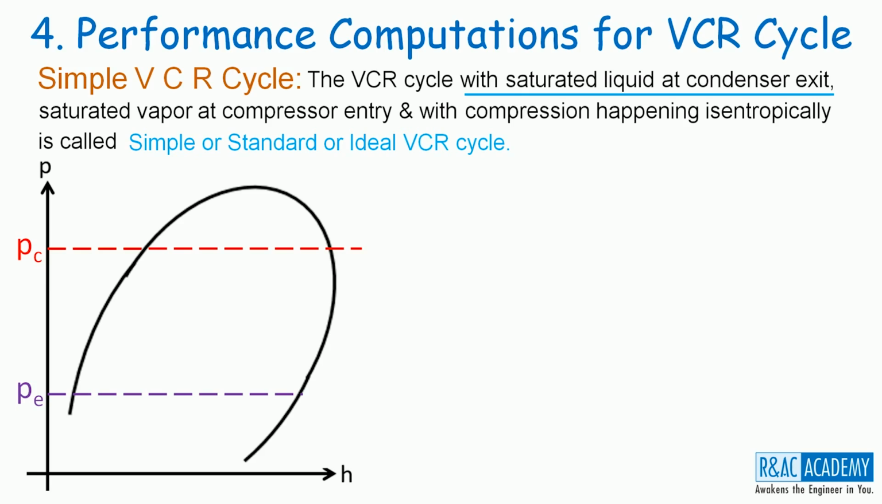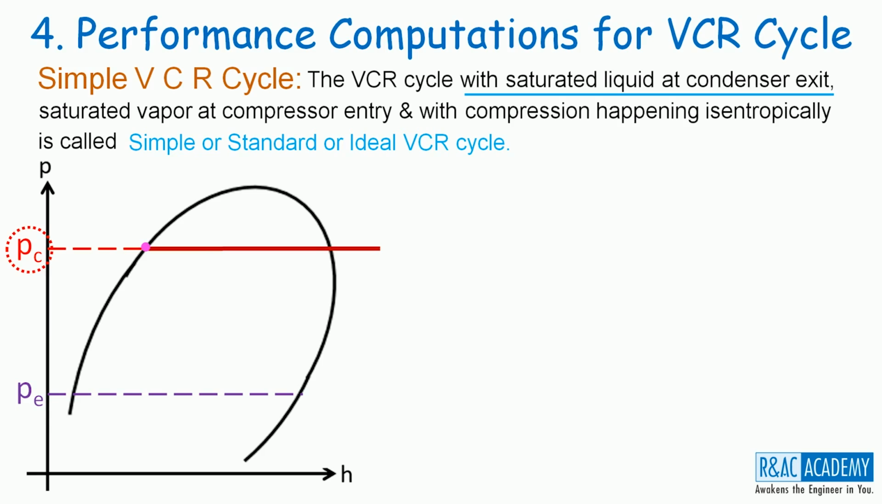What is the pressure of the refrigerant at the condenser exit? That is nothing but PC. Therefore, the saturated liquid state of the refrigerant corresponding to PC will be here. As this is the condenser exit, and as the heat rejection inside the condenser happens isobarically at PC, this is the process line for the condenser.